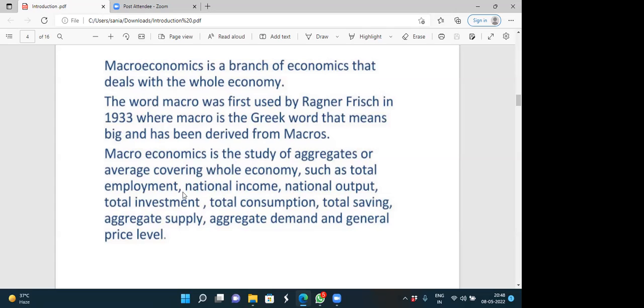So from here, what you will write is: in macroeconomics, we study aggregates, such as whatever examples you are remembering, national income, total consumption, total saving, whatever. Three or four examples you can put and you can make your definition. So in macroeconomics, we study aggregates such as national income, total employment, national output, total consumption, total investment, aggregate supply, aggregate demand. You can write general price.